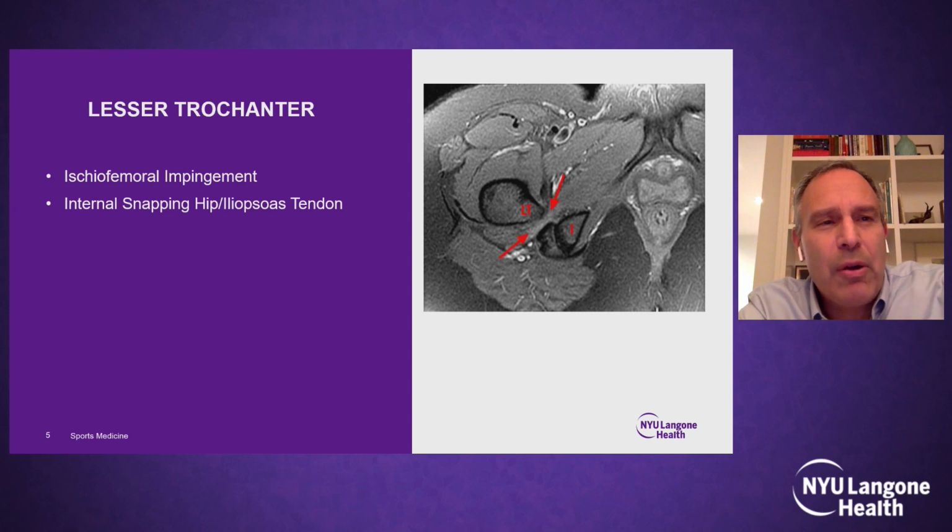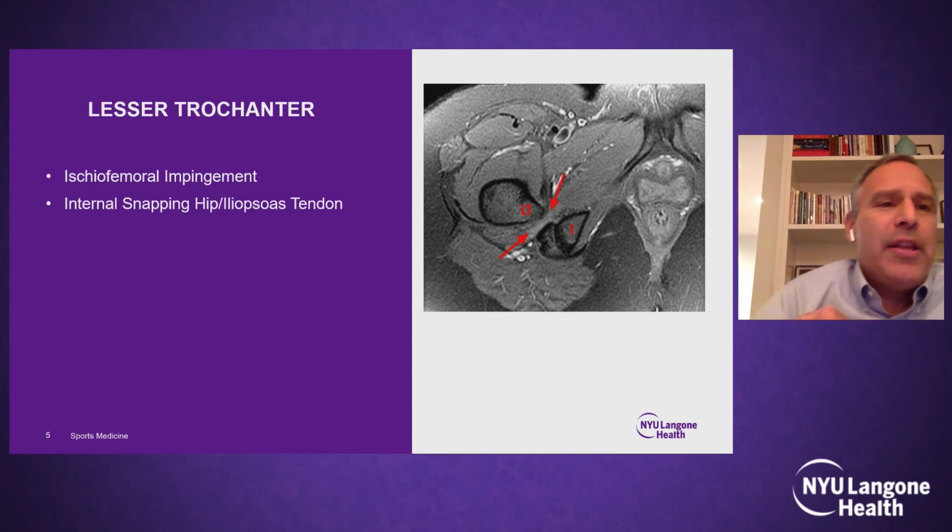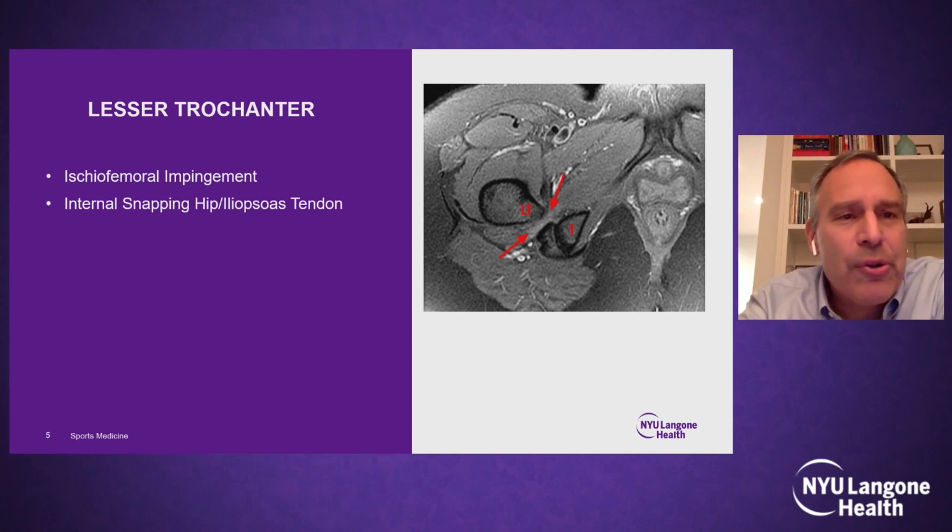I typically will go for ischiofemoral impingement from an anterior approach, but it certainly has been written about going posteriorly, and the difference being external rotation of the hip from an anterior approach and internal rotation when you do it posteriorly with the patient prone. And then what Graham spoke about, the internal snapping hip, the iliopsoas tendon.